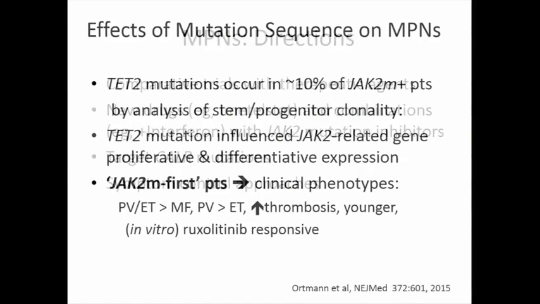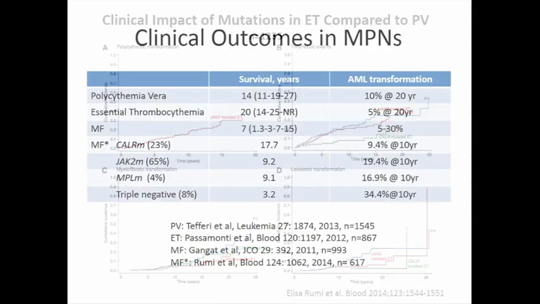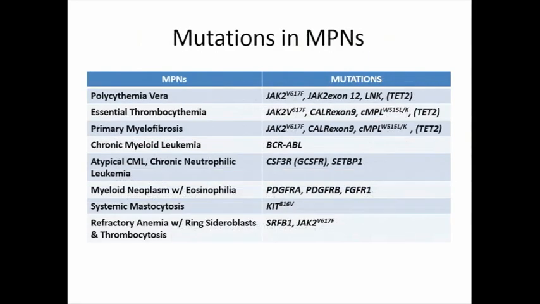Yes, here's one more slide that shows you that when you look at these mutations, PV, ET, and myelofibrosis have all three of these potential mutations. An LNK mutation is present sometimes in PV, but TET2 is present, as I've just mentioned, in all of them as well. And the sequence with which they occur appears to be important as to what the phenotype will be.